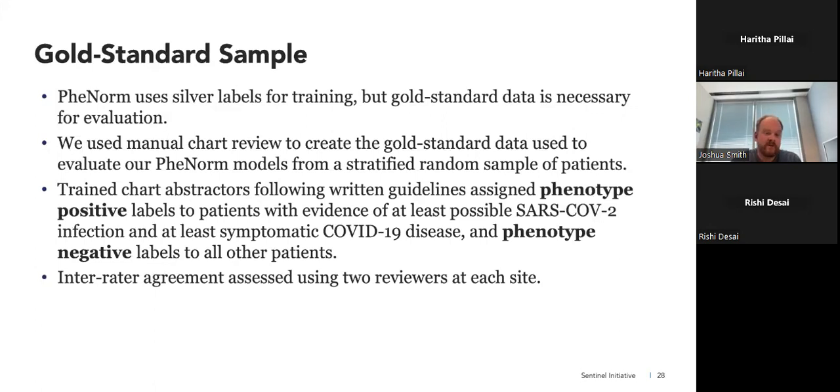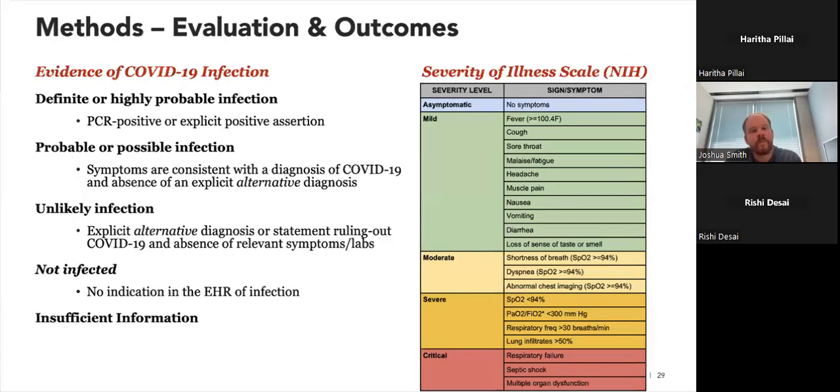Trained chart abstractors, following written guidelines, assigned phenotype positive labels to the patients with evidence of at least possible SARS-CoV-2 infection and at least symptomatic COVID-19 disease, and then phenotype negative labels to all other patients. Our inter-rater agreement was assessed using 2 reviewers at each site.